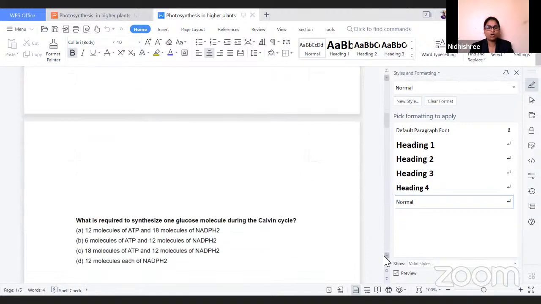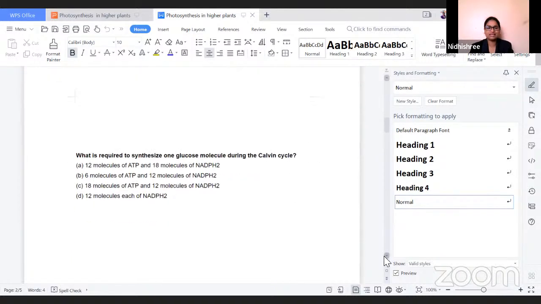The next question is, what is required to synthesize one glucose molecule during the Calvin cycle? Calvin cycle, what is needed to synthesize one glucose molecule? Option A, 12 molecules of ATP, 18 NADPH2. B, 6 ATP, 12 NADPH2. C, 18 ATP, 12 NADPH2. D, 12 NADPH2. So the time starts now, 5, 4, 3, 2, 1.